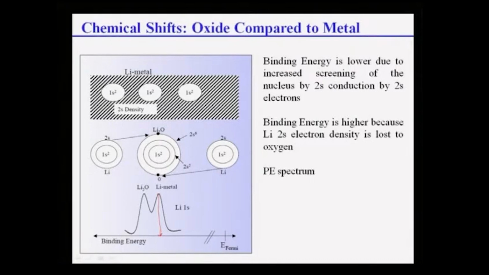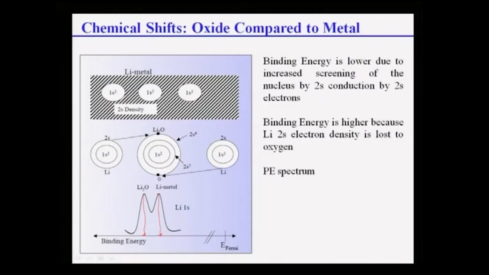Now what is the structure of Li2O? Core shell has 1s2, then 2s2, then 2p6. For the oxygen, as you know, there are not 6 electrons in the 2p, but because you have added 2 electrons, oxygen has 4 electrons in the outer shell, and 4 plus 2 becomes 6. So that leads to a change in the binding energy of the core electron of the lithium.